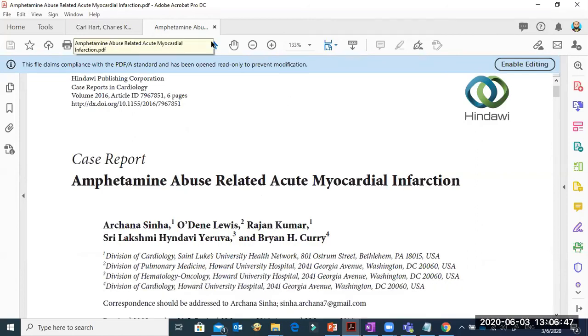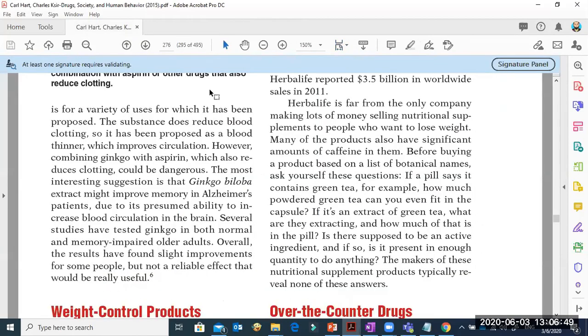So for the students who are interested in using it during their studies, I will never recommend any student to use amphetamine as a stimulant, or any drug, because these are not good for your health in the longer term.